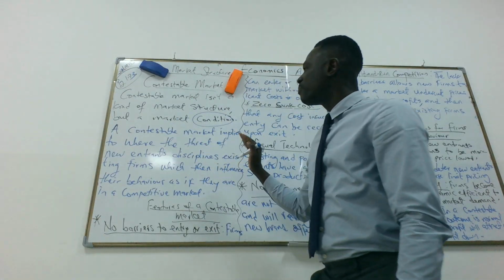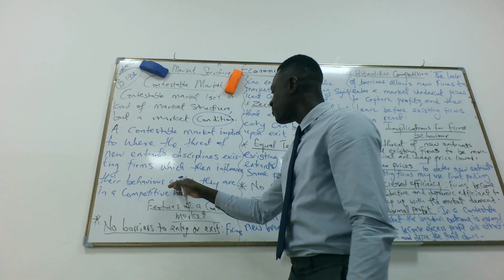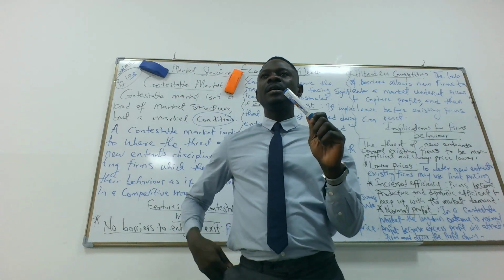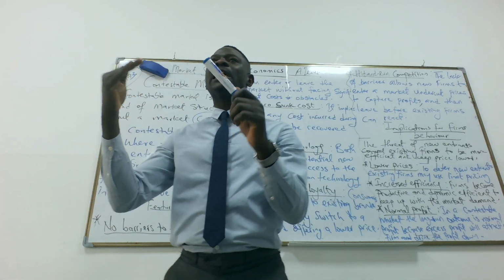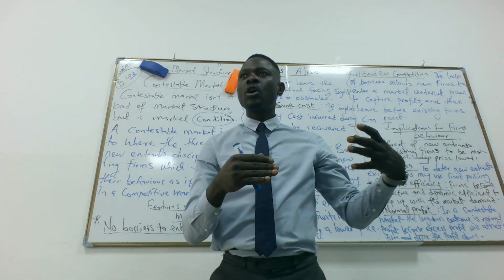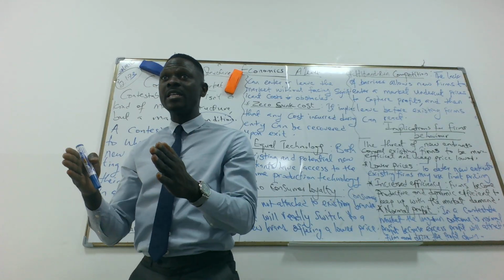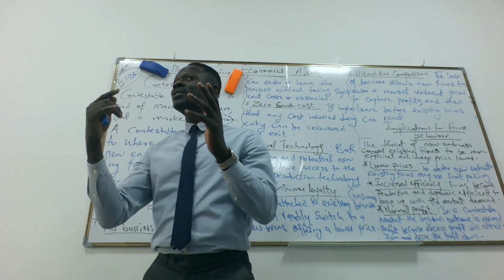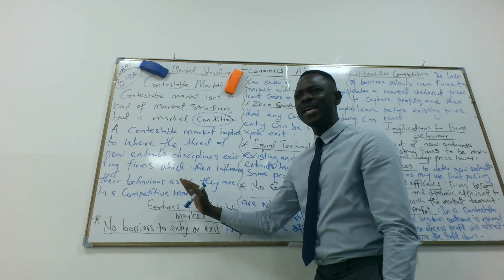A contestable market implies that the threat of new entrants, that's new firms coming in, disciplines existing firms, which then influences their behavior as if they are in a competitive market. Because it's a contestable market, the threat of new entrants coming into that market becomes the yardstick for existing firms to sit tight. The threat of new firms coming into that market becomes the reason for existing firms to behave well in the market. And when we talk about behaving well, we're talking about selling at a price that is affordable for consumers and becoming efficient. Do we get the point here?